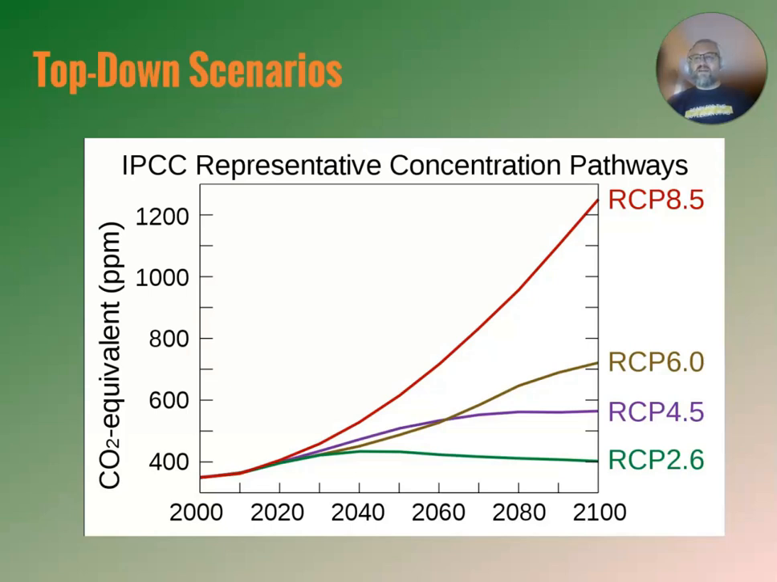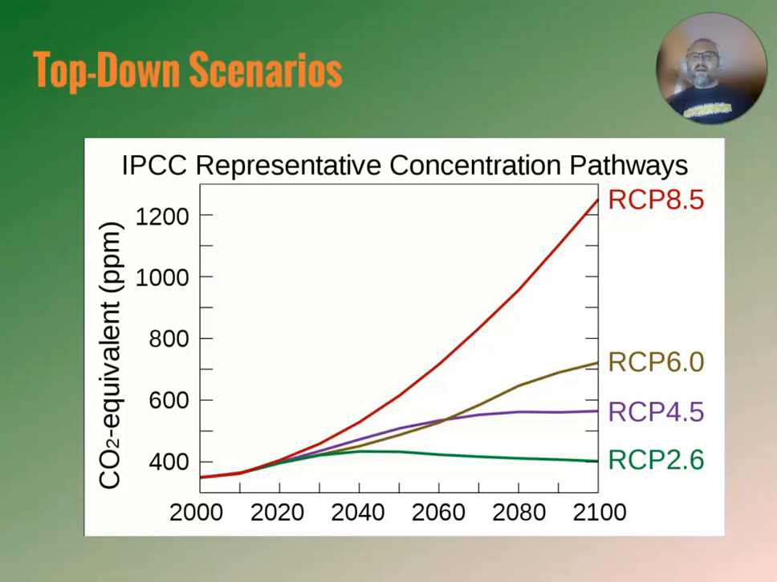So the RCP 8.5 is a scenario in which we reach an additional 8.5 watts per square meter radiative forcing by 2100. The RCP 2.6 is one where we only get 2.6 watts per square meter of radiative forcing by 2100. So these are scenarios that go from our current situation to this point in the future where we have a particular radiative forcing. And then this chart is showing the CO2 equivalent.